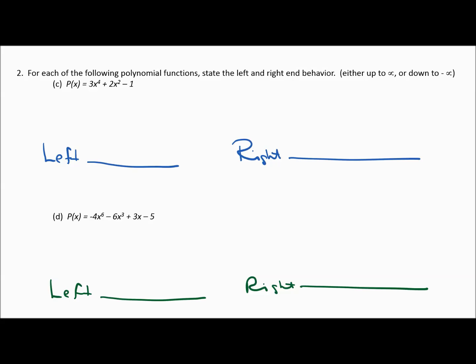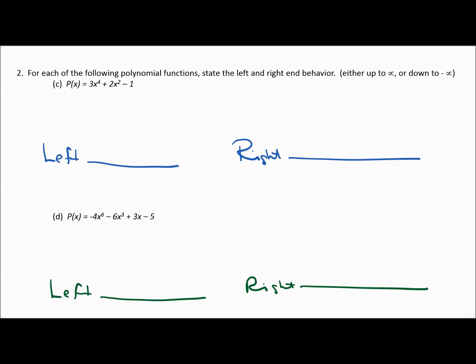For each polynomial, state the left and right end behavior. So again, in these lines, we need to either be putting up to plus infinity, the word up, upward, or rising, or down to negative infinity, down, downward, or falling. All of those are acceptable answers.